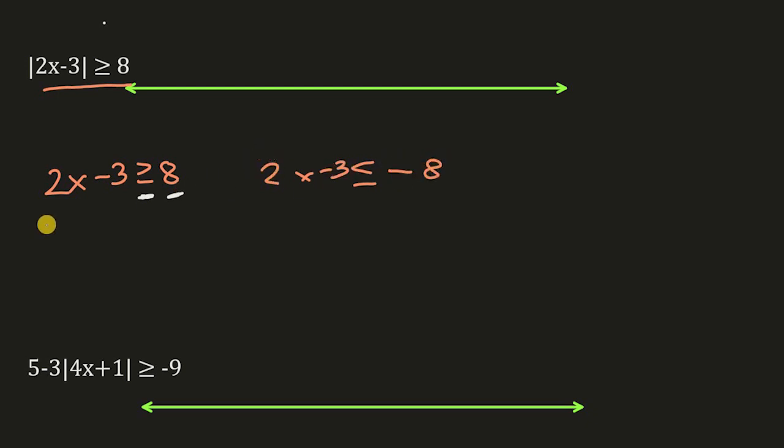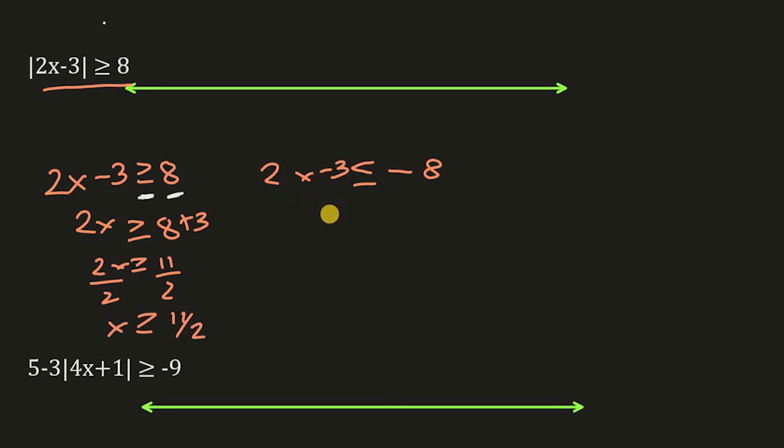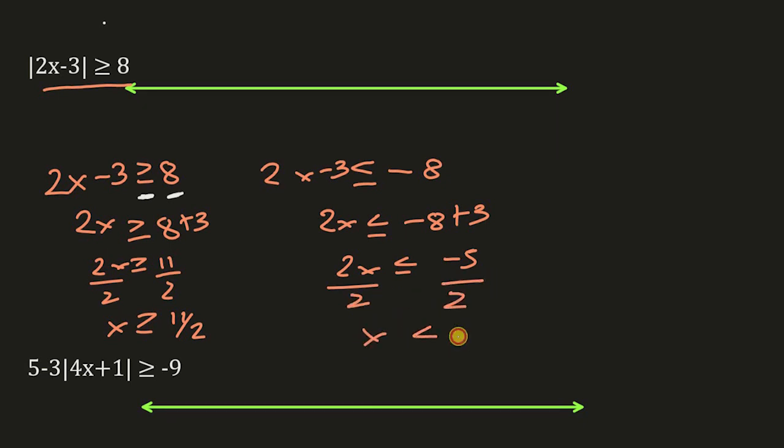Gets? So, solve ulit natin for the value of x. 2x would be greater or equal to 8 plus 3. So, 2x is greater or equal to 11, over 2 over 2. X is greater or equal to 11 over 2. Sa kabila naman, that would be 2x is less than or equal to negative 8, plus 3. That would be 2x less than or equal to negative 5, divided by 2. X is less than or equal to negative 5 over 2. So, let's plot these values.